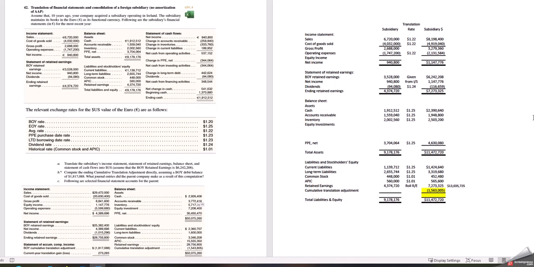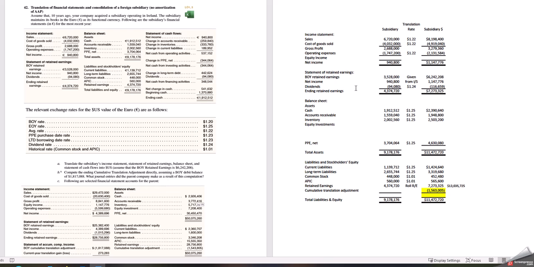Then this one, we're going to translate the financial statements into US dollars from euros, and then we're going to consolidate them. So the first part of it's going to be the same as what we just did. They give us the income statement, balance sheet, statement of cash flows of the subsidiary company in euros. Then we have our exchange rates, and they'd like us to translate those.